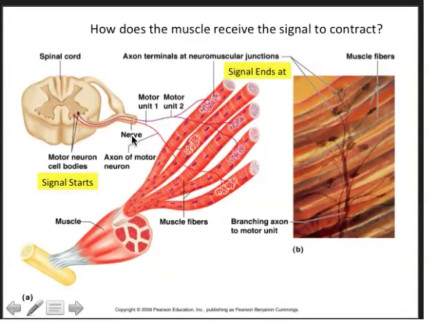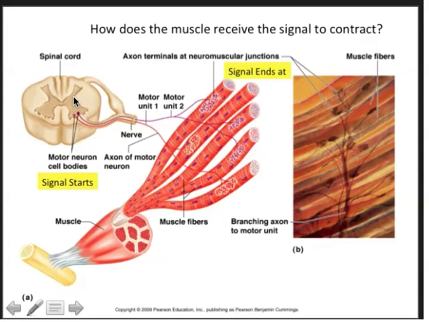So what you're looking at here is an example of how it is that we decide to have a skeletal muscle contract. First, we make a conscious decision to do something, to perform some sort of movement.